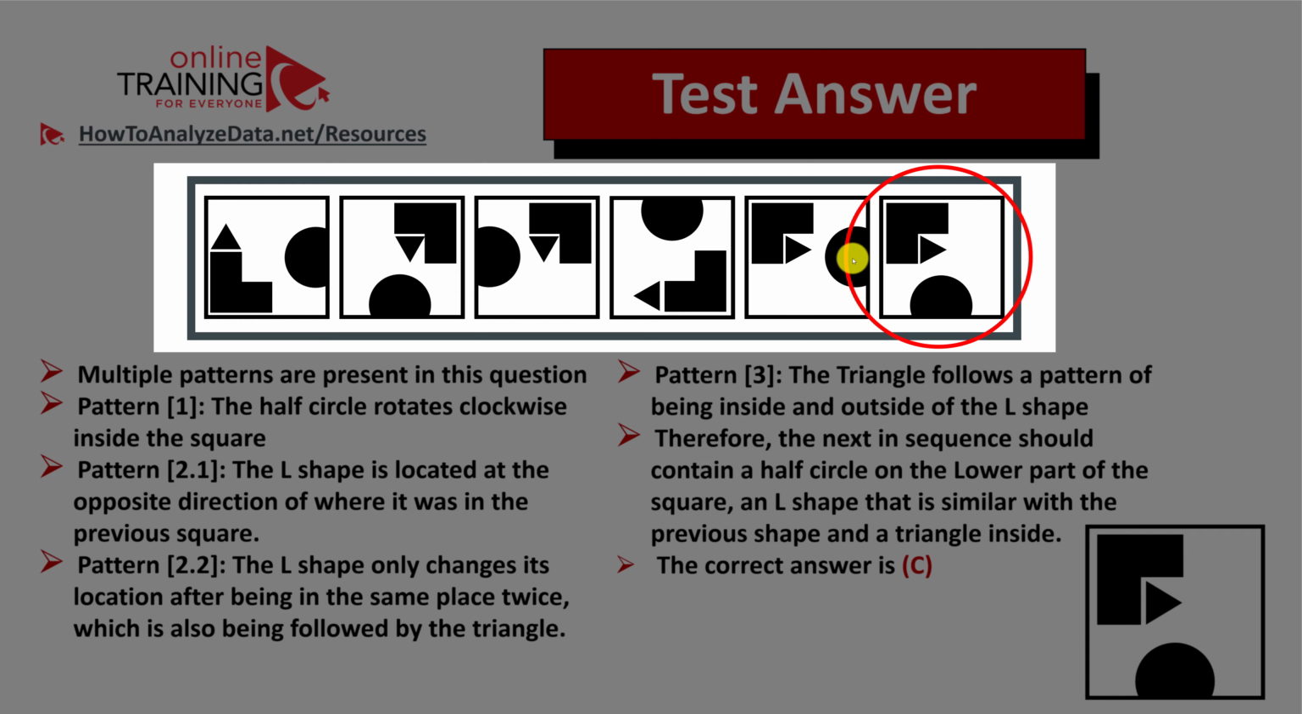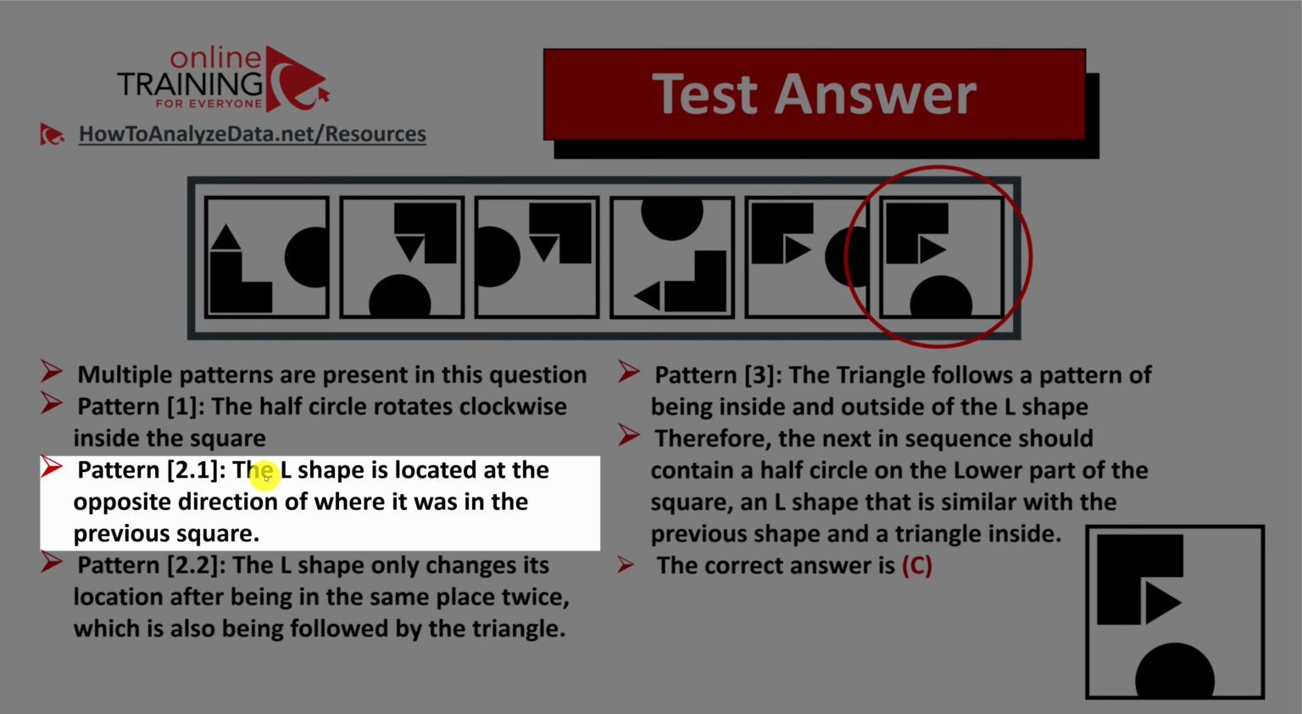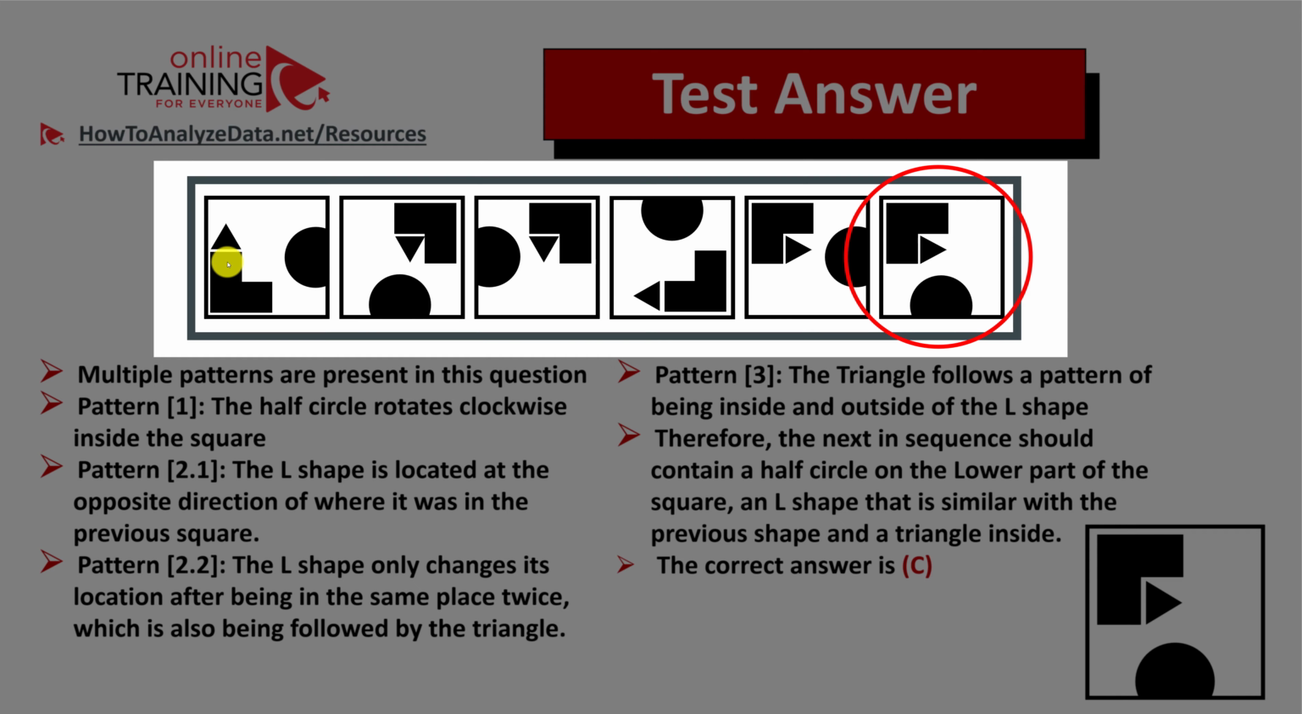see the cycle repeating. The second pattern is where L shape is located at the opposite direction of where it was in the previous square. So you see that the L shape in the first square is located in the bottom left. In the next square, it's located in the upper right corner.